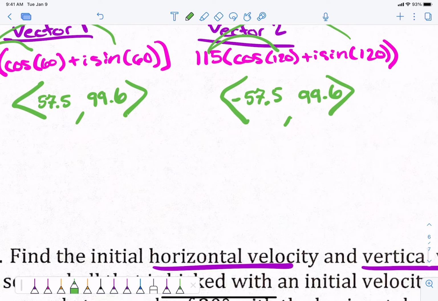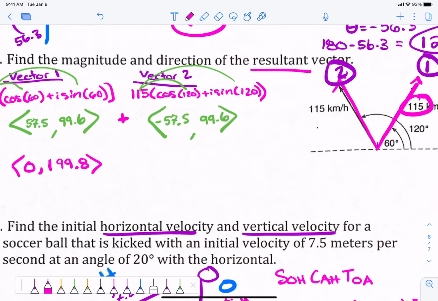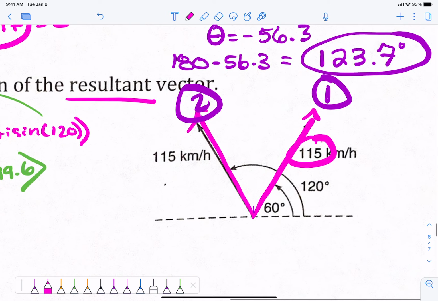We want to combine the two forces because they're both pulling on that same object. So I just want to add those two forces together. It's going to be 0, comma, whatever that is, 190 something maybe, 199.8. And then from there, that's where the resultant vector is going to go. So 0, 199.8, you can think about where that's going to land. If we're going left and right, 0, and we're going up 199.8, that means it's going to go straight up here.